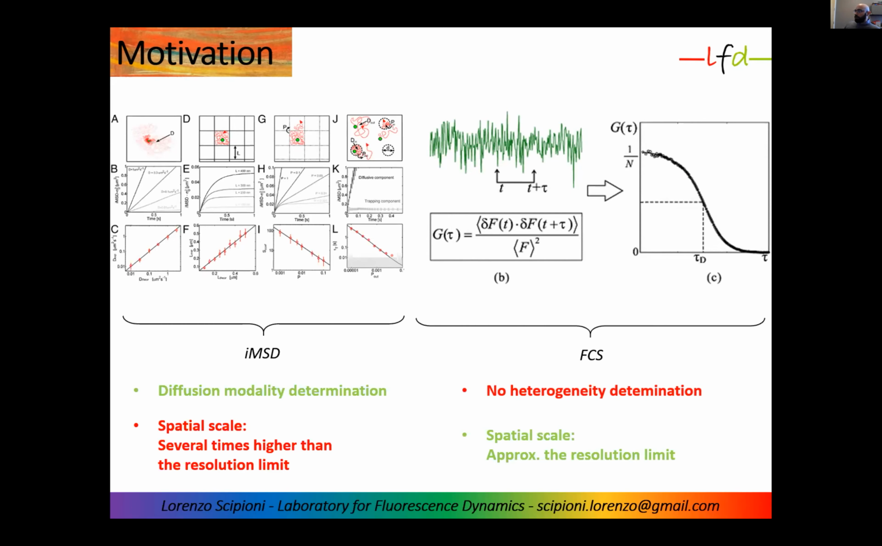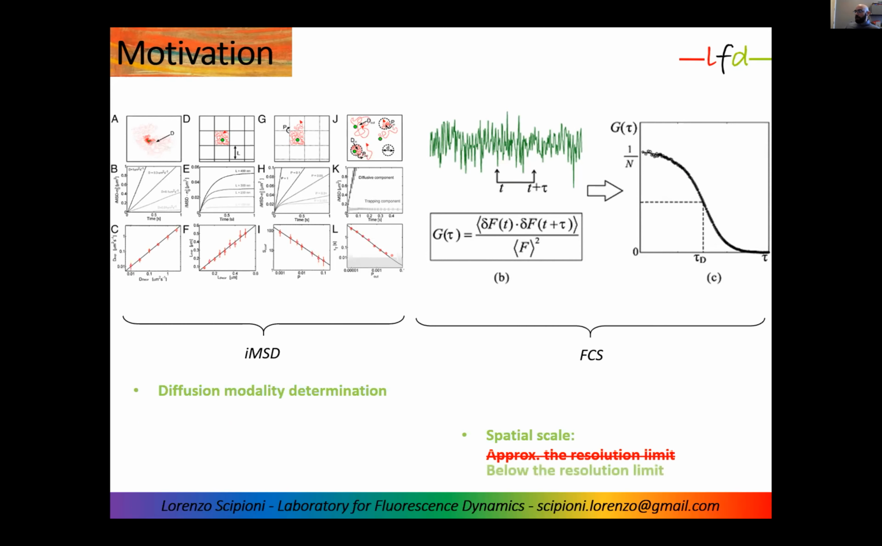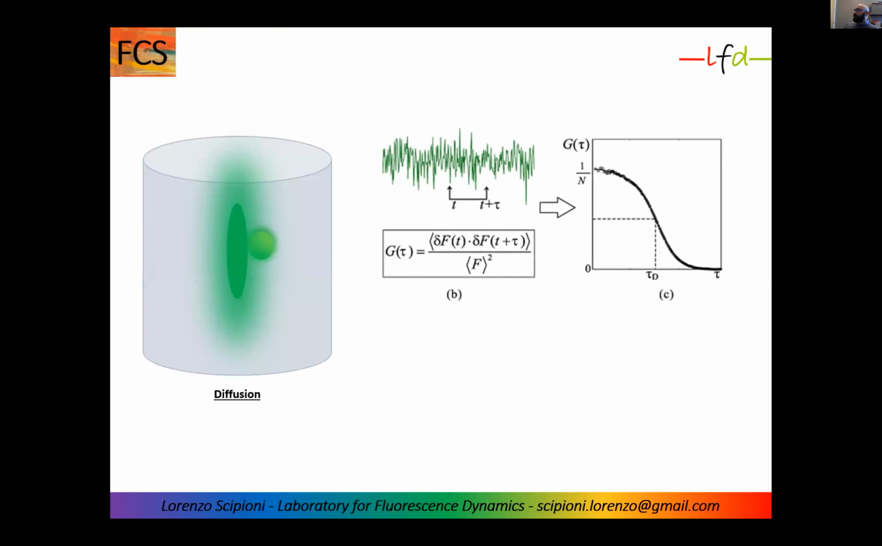So what do we want to do? We want to get only the best, of course, of these two technologies. We want diffusion modality determination, and we want it at the resolution limit and possibly below the resolution limit. This is our goal. So let's take a look at how things work.